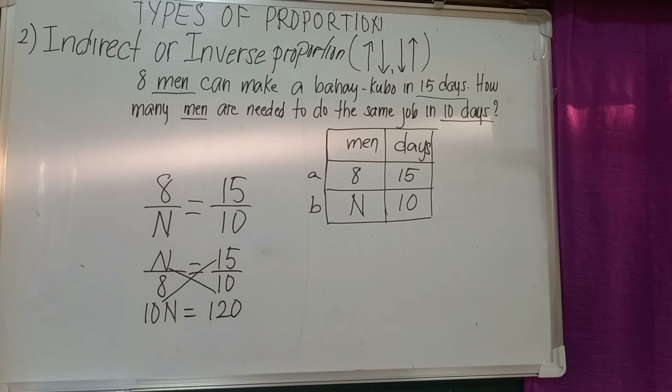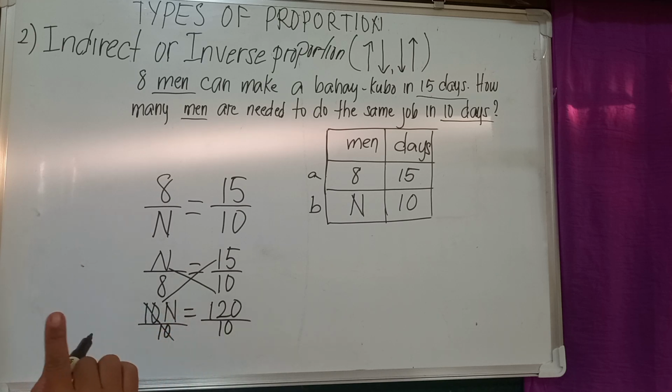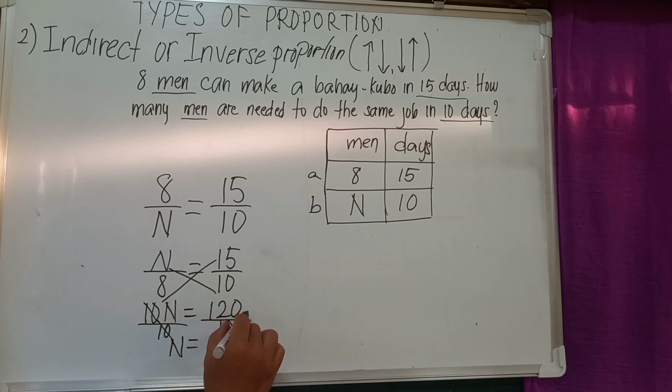So, masusundan nyo? Nasusundan nyo? Sabi ko nga, kapag kayo nahihirapan, ganito ang gawin nyo. Huwag kayong mahirapan. O, diba? Payong malupit. Then, both sides, i-divide natin ng 10. Divide by 10, divided by 10. Okay, cancel tayo. 10 divided by 10 ay 1 times n ay n. Equals 120 divided by 10, that is 12.